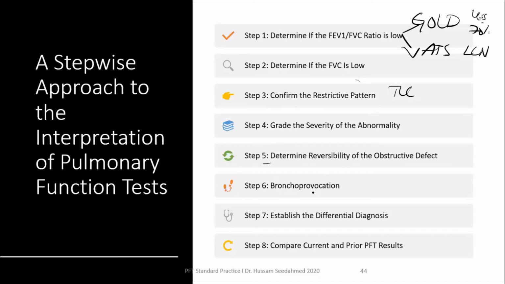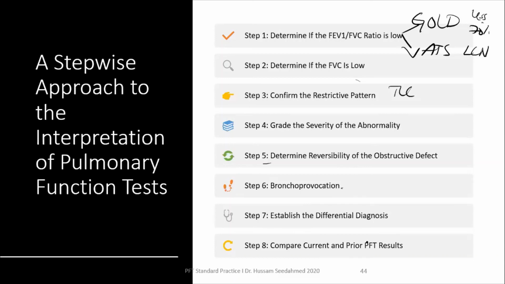Step 6, bronchoprovocation. This is if I do not have a clear reversibility or bronchodilator response, then I do an exercise challenge or a methacholine challenge. These are bronchoprovocation tests. Then step 7, at this point you should have a differential diagnosis, and the last step is to compare the current and prior PFT results.